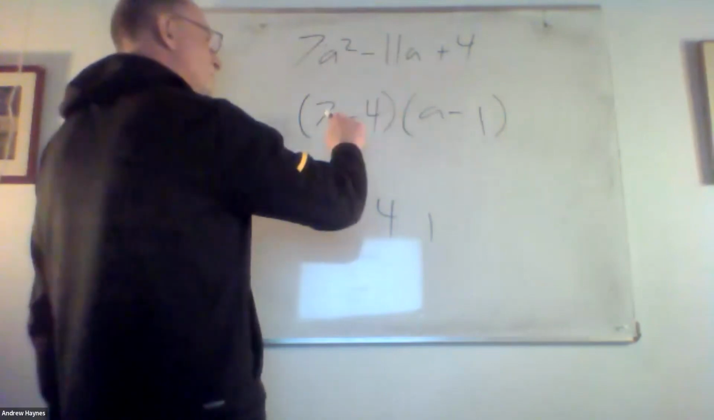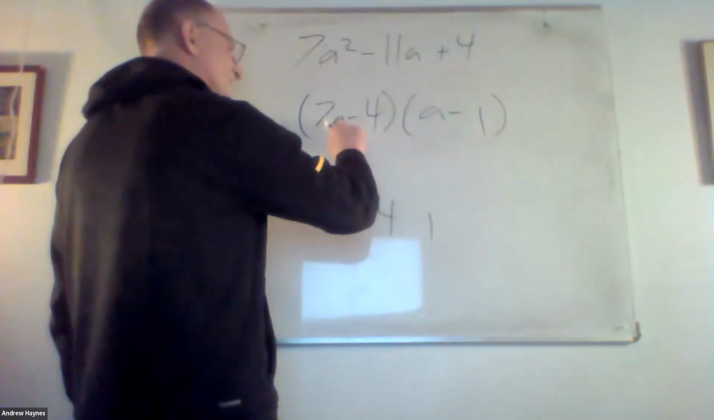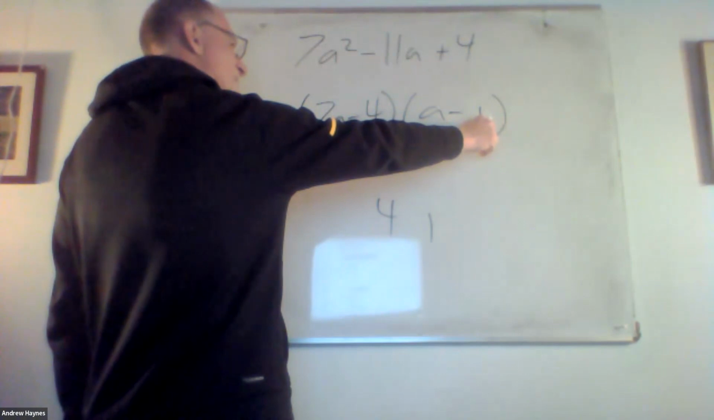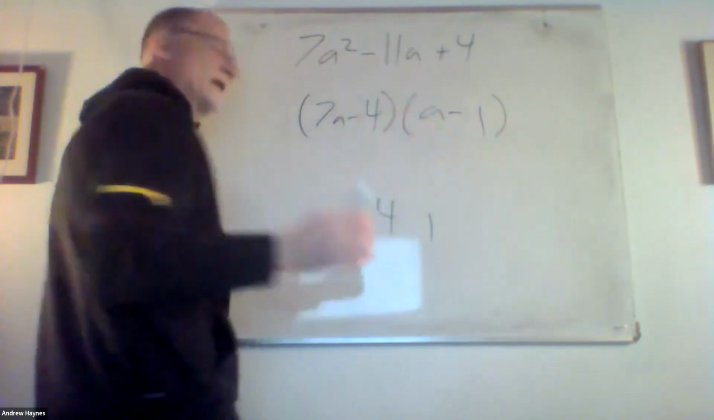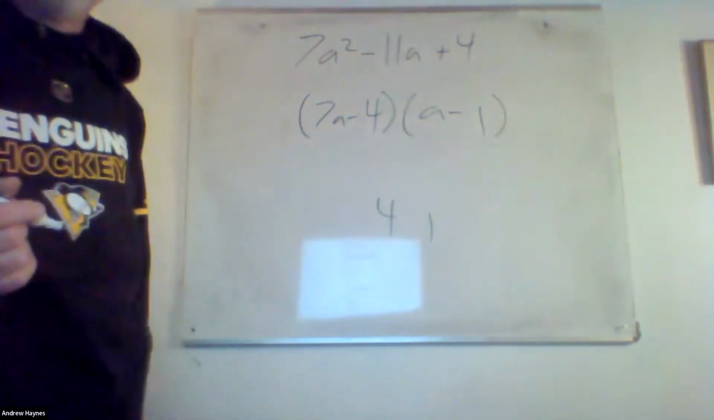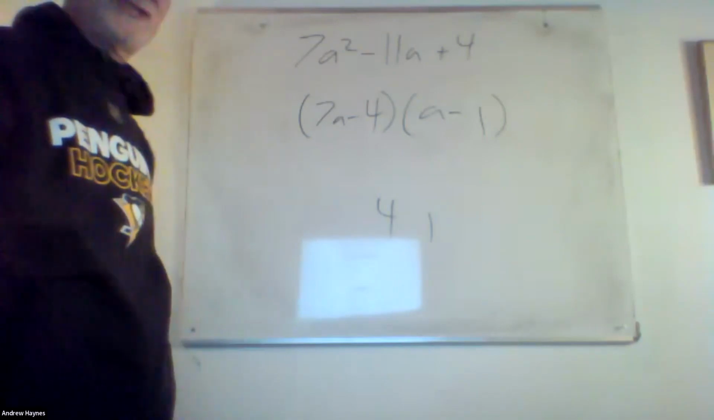And the middle terms would be minus 7a and minus 4a, minus 11a. Works. So again, a little bit of guess and check. That's what you're going to have to do with these.